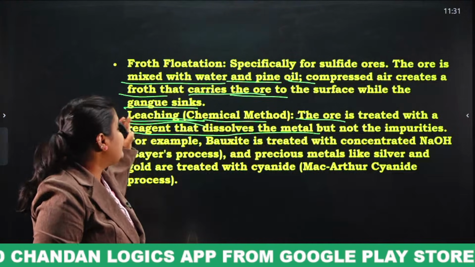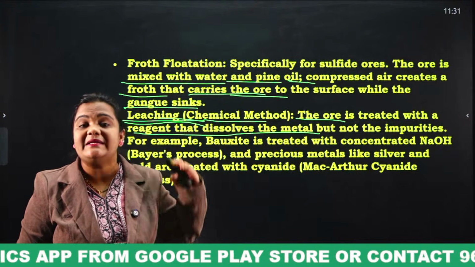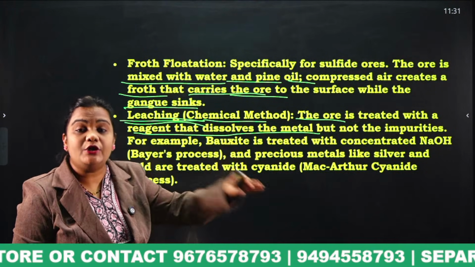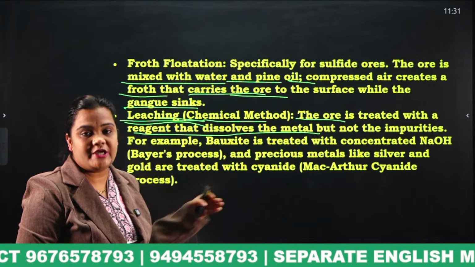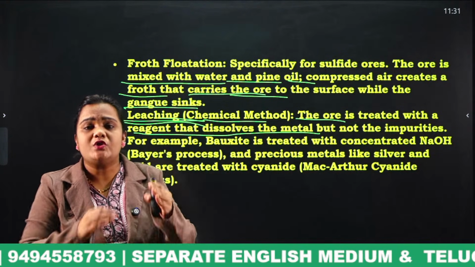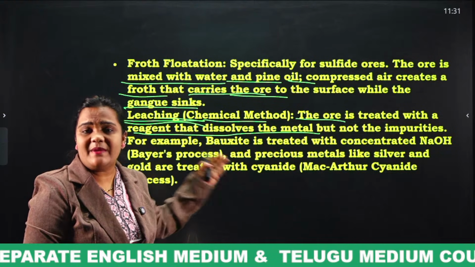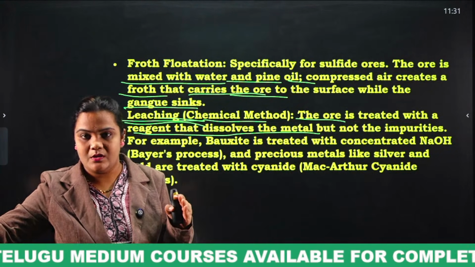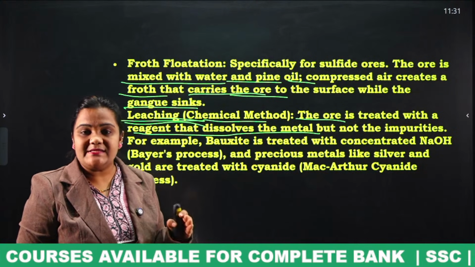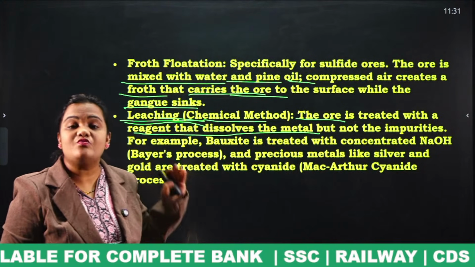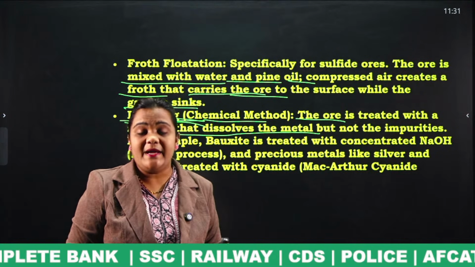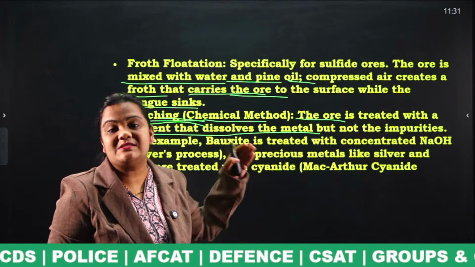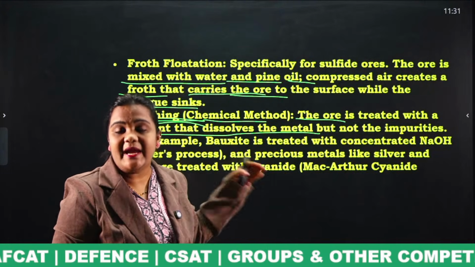What do you mean by this leaching? Leaching is a chemical method. Actually, we will add a reagent to that mixture, ore plus impurities. So what will this leaching method do, students? It dissolves the ore but not the impurities. Did you understand what I said? The leaching method is one of the chemical methods. When we add the reagent to this ore plus gangue, what will this leaching agent do, students?